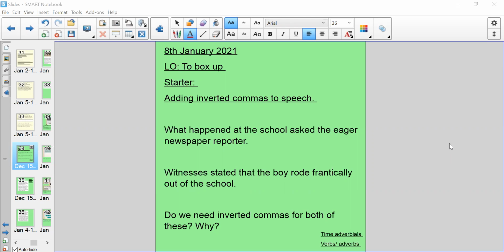And witnesses stated that the boy rode frantically out of the school. Do we need inverted commas for both of these? Why is that?